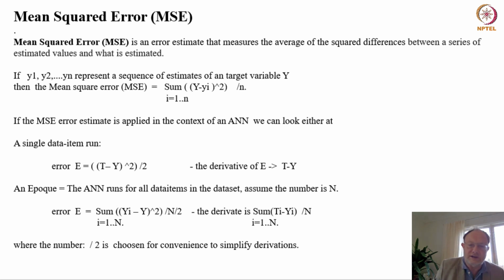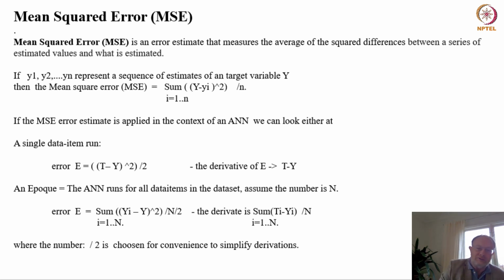So it's pretty straightforward. This you can apply in the context of an artificial neural network, where we look at the error, or the difference, between the target value for an analysis process and the actual output from the network. If we have a single data item, it will simply be the difference between the two scalars, the target and the outcome, and the square of that divided by 2.